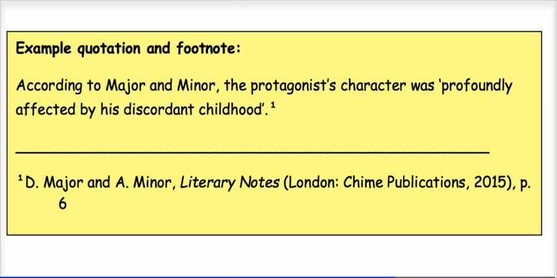So according to Major and Minor, the protagonist character was profoundly affected by his discordant childhood, footnote number 1, and then at the bottom of the page or the end of the chapter you would go and see what that footnote was. So it doesn't interrupt the flow of your essay, but if you want to read that further or think, oh, where's that a reference from?